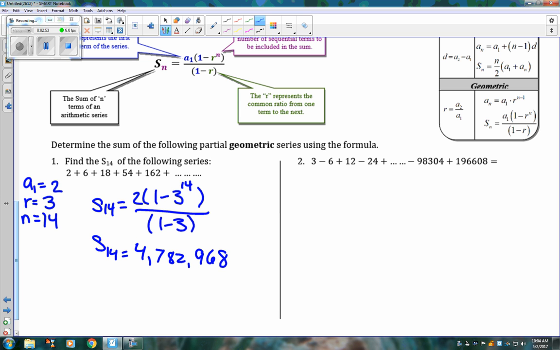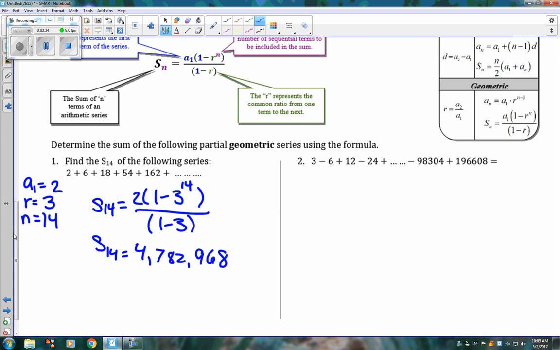4,078,960. Do y'all agree with her answer? Check your answers. Do y'all agree with her? Yep. Oh, wow. Okay, there we go. That's a very big number.